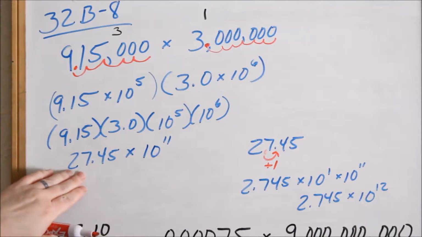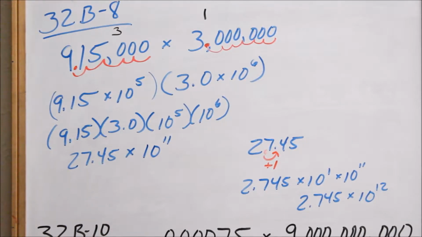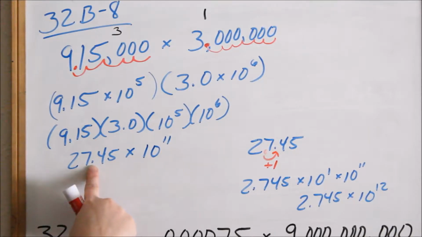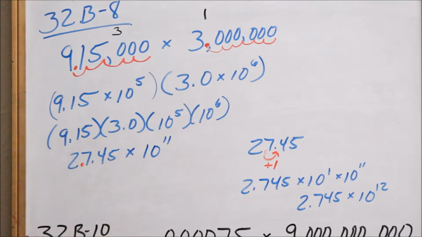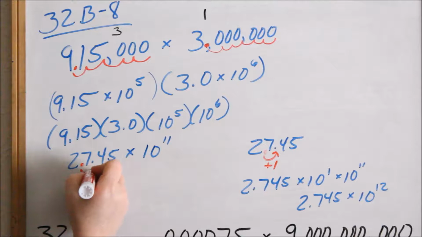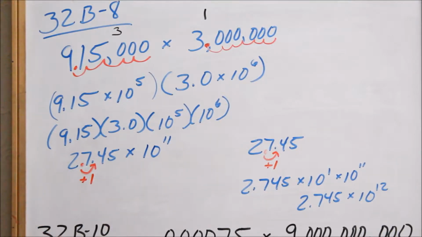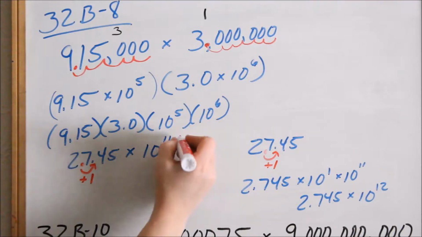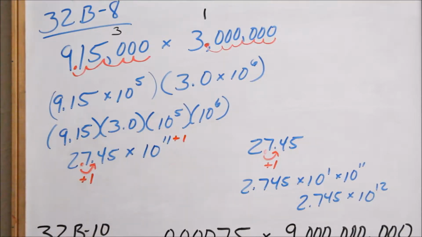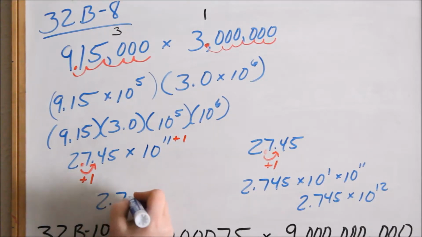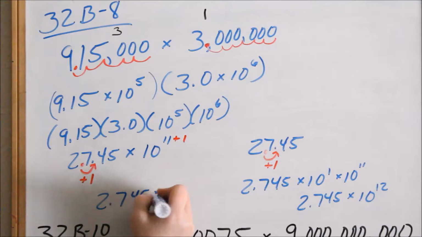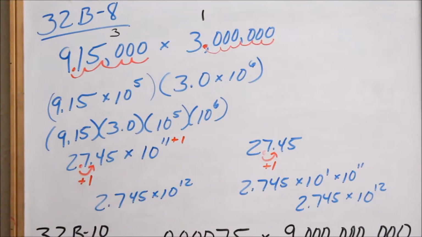Here's another way I show it. If you go back to the original problem, I have 27.45. Well, my decimal's not in the right spot, so I put it right here where I want it. And then to get it back to the original spot, I have moved over 1 in the positive direction because I moved over to the right, which means I would need to add 1 up there. So to get it in the right spot, it would then be 2.745 times 10 to the 12th.